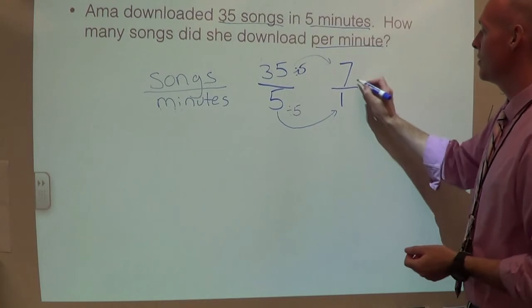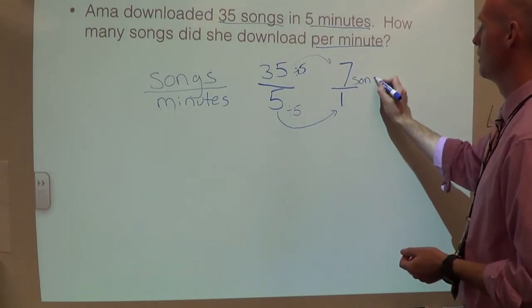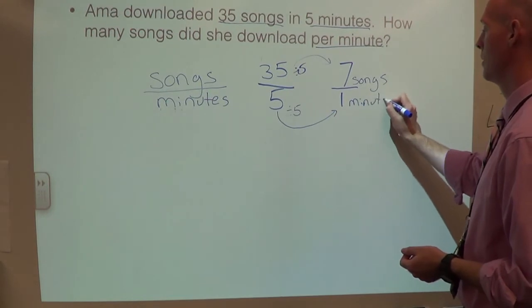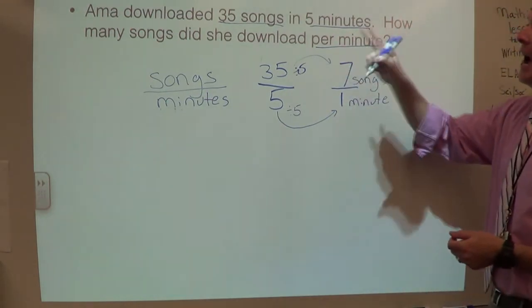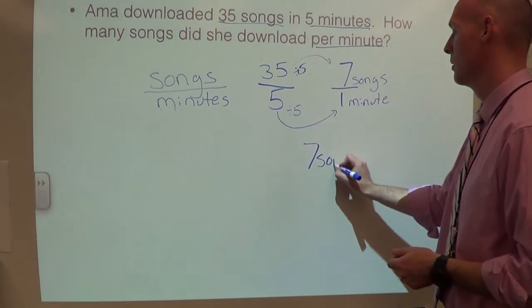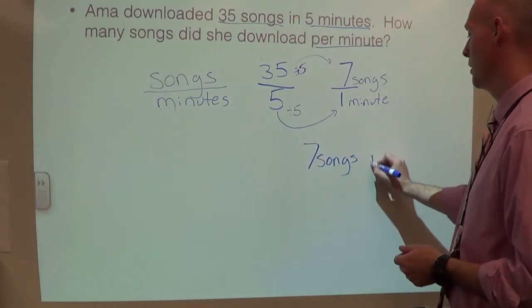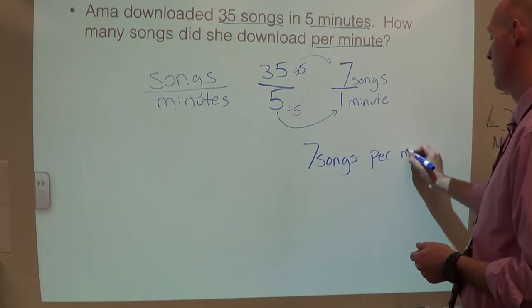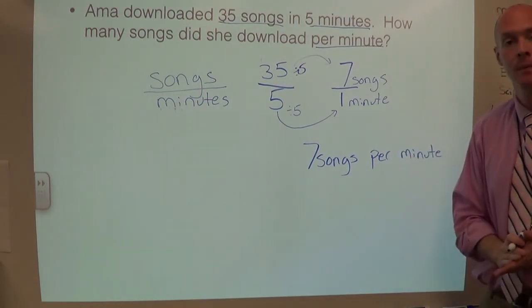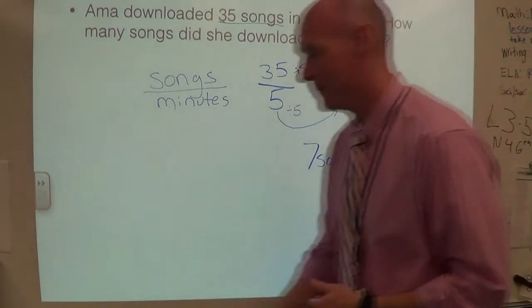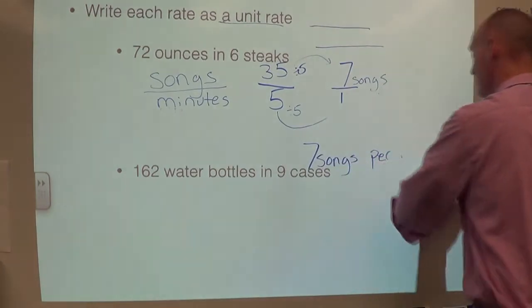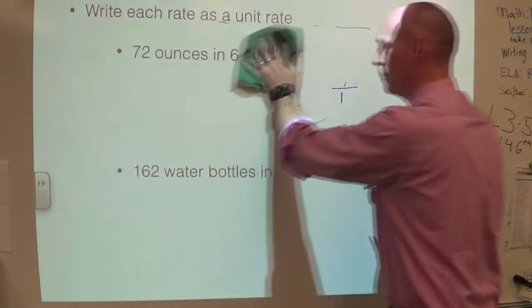So what that means is 7 songs in 1 minute. So to answer my question, how many songs did she download per minute? 7 songs per minute. Okay. Let's try a couple more. I'm going to set you up with one of these, and then one of them I'm going to have you do completely on your own.